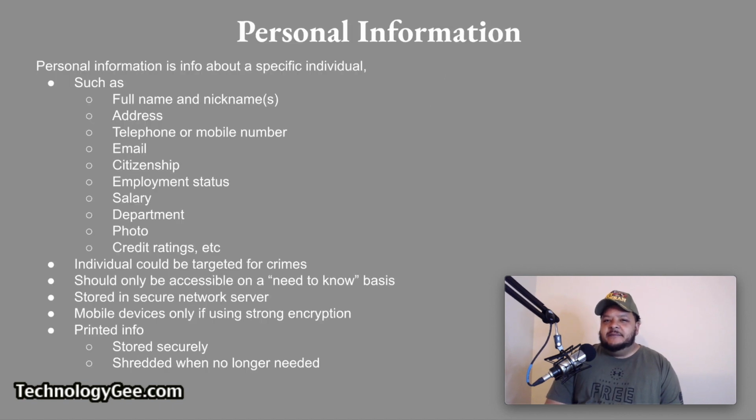Personal information is information about a specific individual, such as full name and nicknames, address, telephone or mobile numbers, email, citizenship, employment status, salary, department, photo, credit ratings, and similar. If this information is compromised, an individual could be targeted for identity theft, robbery, assault, or other crimes. Personal information should be accessible only on a need-to-know basis, and it should be stored on a secure network server and should never be stored on mobile devices unless strong encryption is used to protect the contents. Printed information of these types should be stored securely and shredded when it is no longer needed.